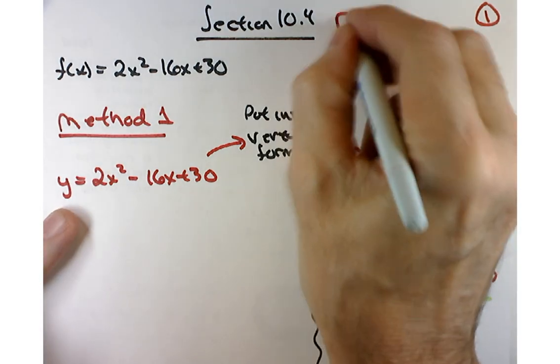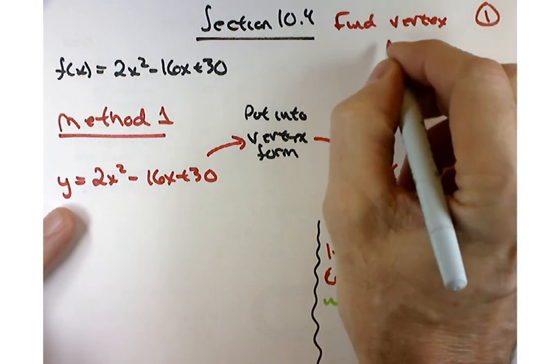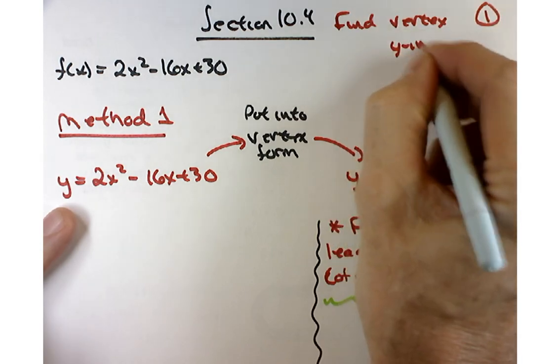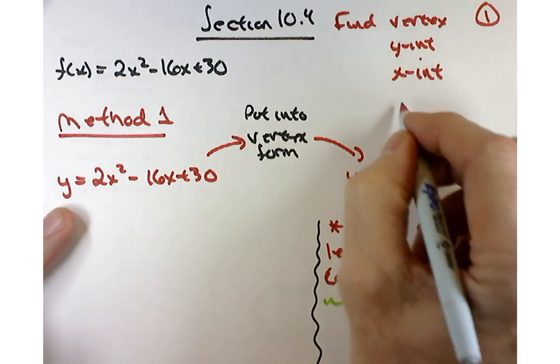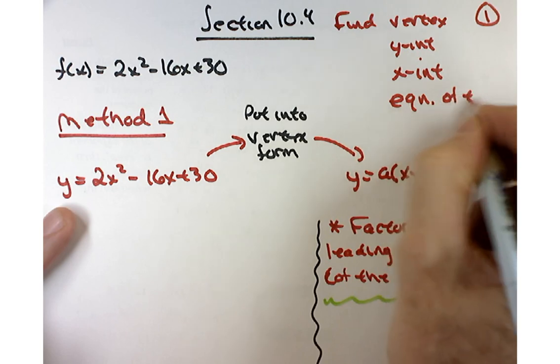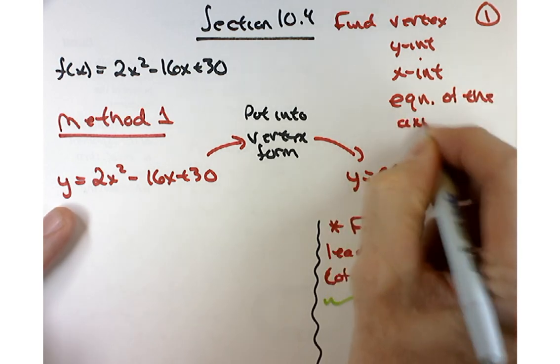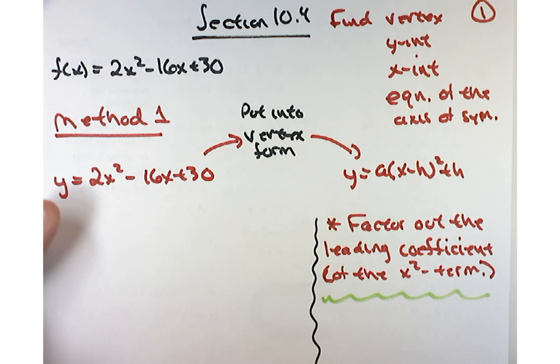I'm going to want you to find, first of all, the vertex, and then the y-intercepts. Those will be easy points to get. X-intercepts, those will be a little more challenging. And last but not least, the equation of the axis of symmetry. So those are the things I'm going to want you to find.